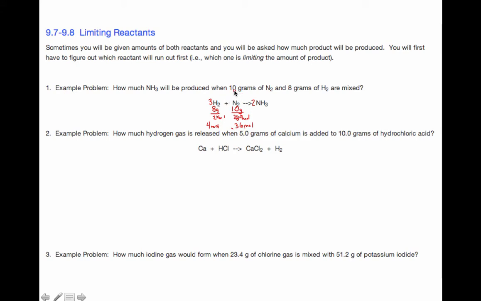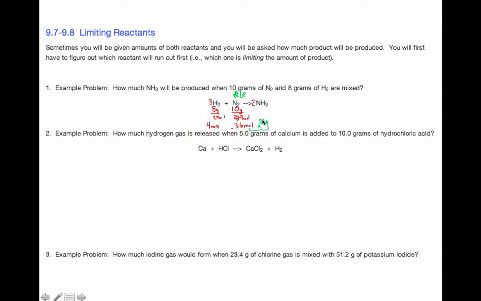And what I like to do is star it and call it my LR. Okay, this is my limiting reactant. So this will dictate the amount of product. So use your coefficient bridge. My coefficient bridge here is a 2 to 1.